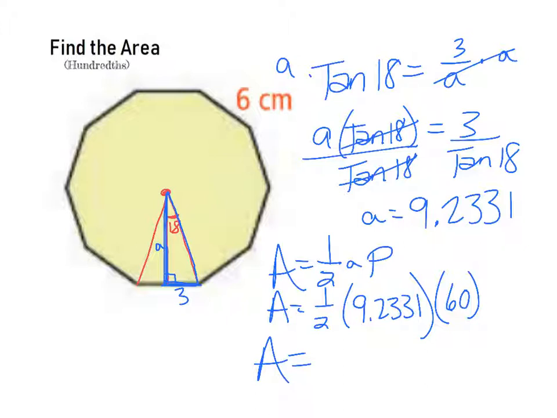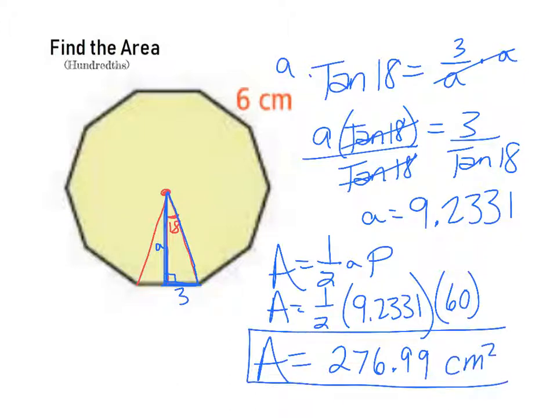Ooh, wow, look at that. To the hundredths, I guess it's going to be 276.99. Now, my next number happens to be a 3. If it was bigger, I might have had to round that up, and it would have been 277.00. So, just a fun little thing there. All right. There's our area.